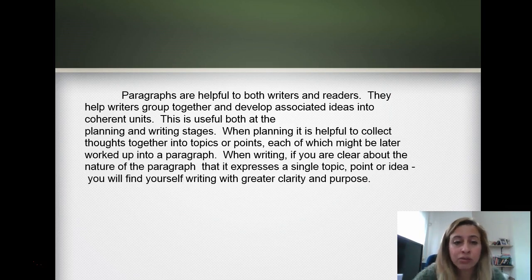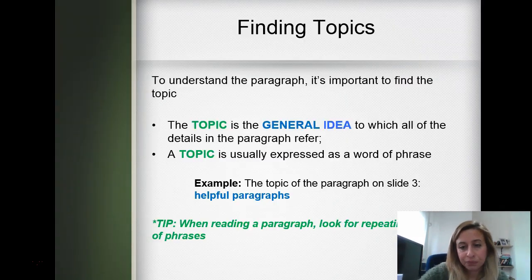They help writers group together and develop associated ideas into coherent units. This is useful both at the planning and writing stages. When planning, it's helpful to collect thoughts together into topics or points, each of which might be later worked up into a paragraph. When writing, if you're clear about the nature of the paragraph, that it expresses a single topic, point, or idea, you will find yourself writing with greater clarity and purpose.